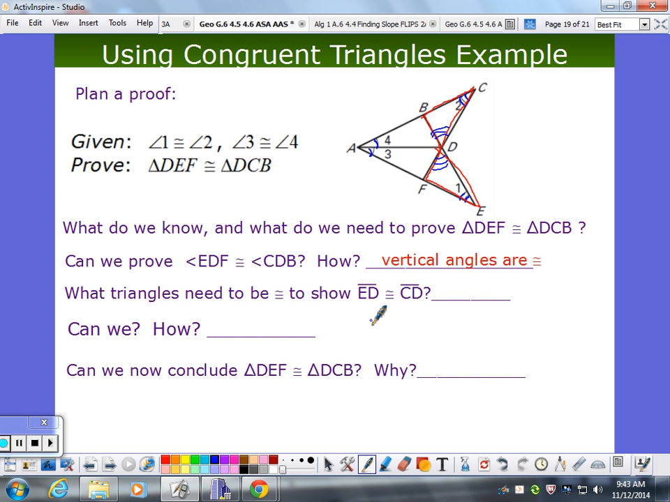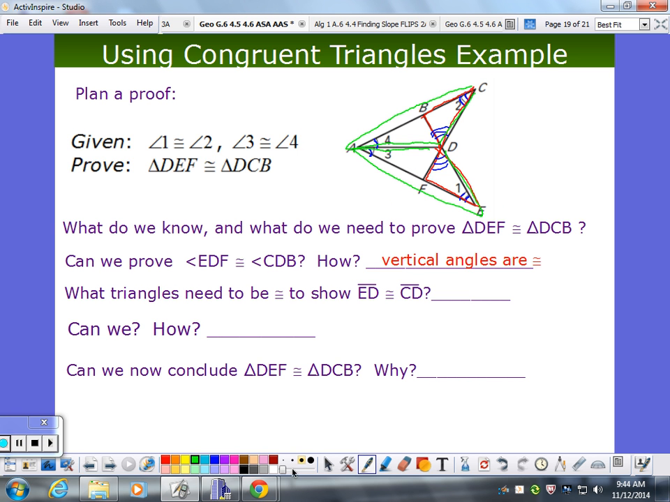But let's see. I need to show something else. If I can show that ED and CD are congruent, there are other possibilities here, but if I can show these two, then I'll have angle-side-angle. So I'm thinking ahead because I think I can do these two triangles. Let me mark those. I'm going to look at these big triangles. This is a complicated one, by the way.